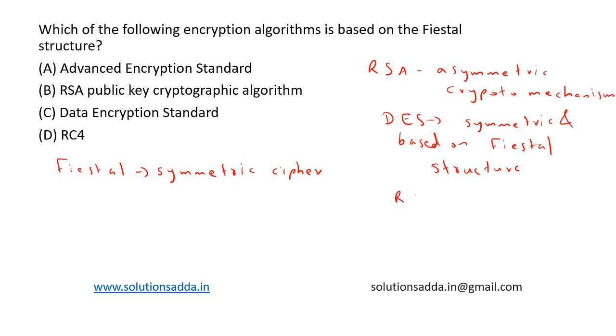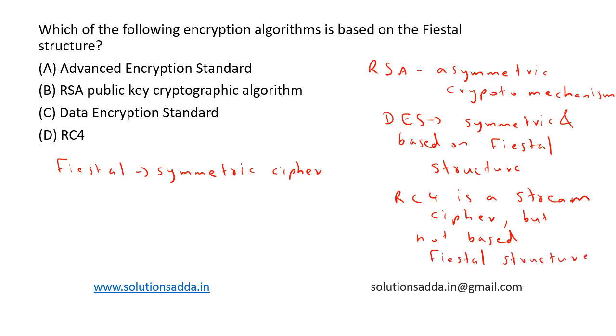RC4 is a stream cipher, which makes it symmetric but not based on Feistel structure. So based on the options, option C is the right answer. That is DES, Data Encryption Standard, is the right choice.